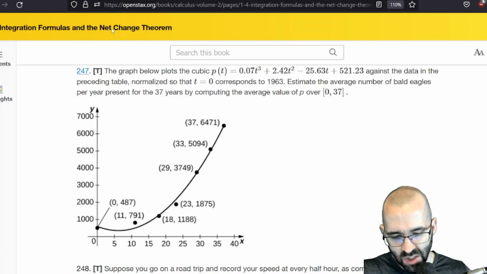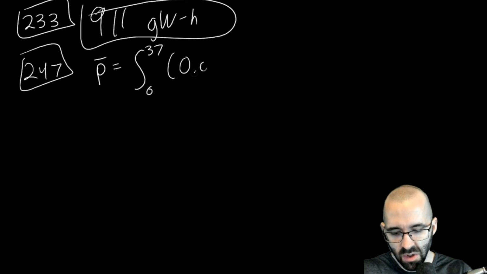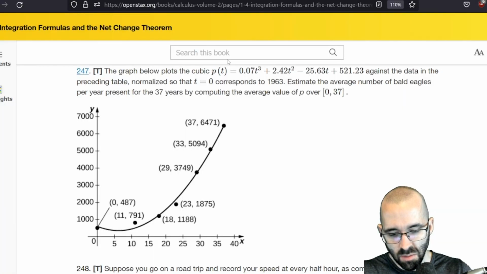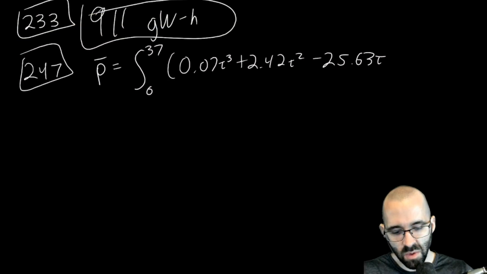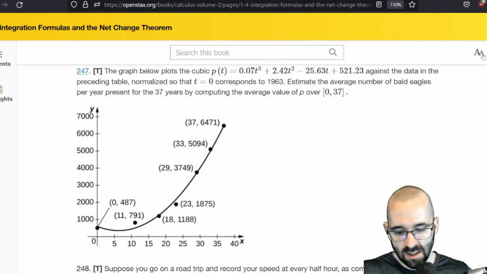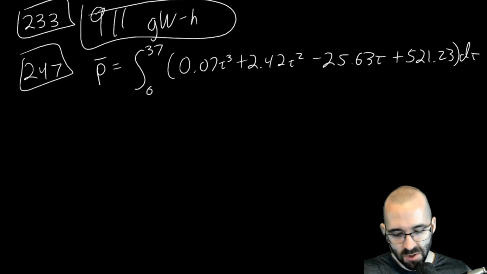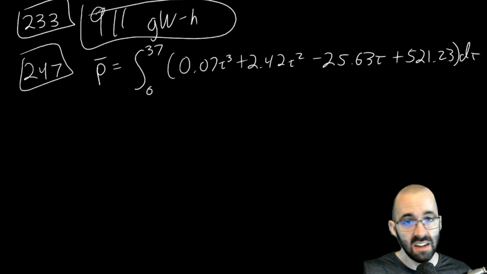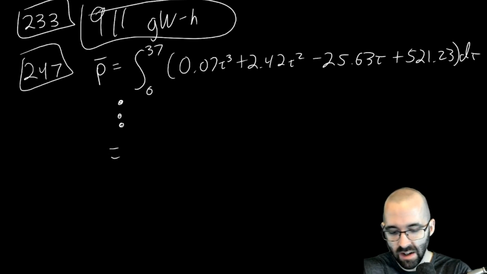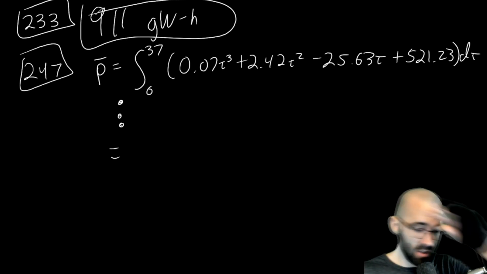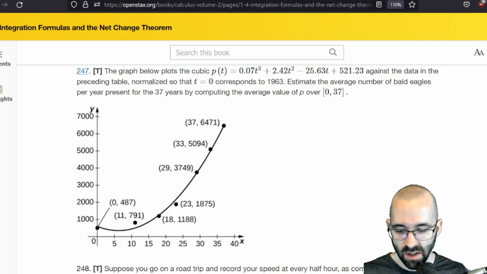Just integrating it. So the function is 0.07 t cubed plus 2.42 t squared minus 25.63 t plus 521.23 dt. And just use the power rule, plug things in, get to your answer. I'm not going to do this all by hand right now, but you definitely could. And that should be what our answer is.